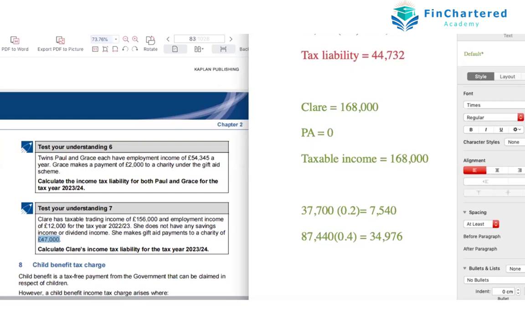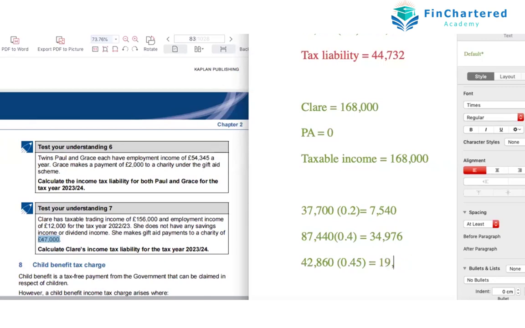How much is the excess? 125,140 is already taxed. So from 168, there is still how much remaining? 42,860 would be taxed at how much? 45%. How much would it be? 9287. Is this correct?